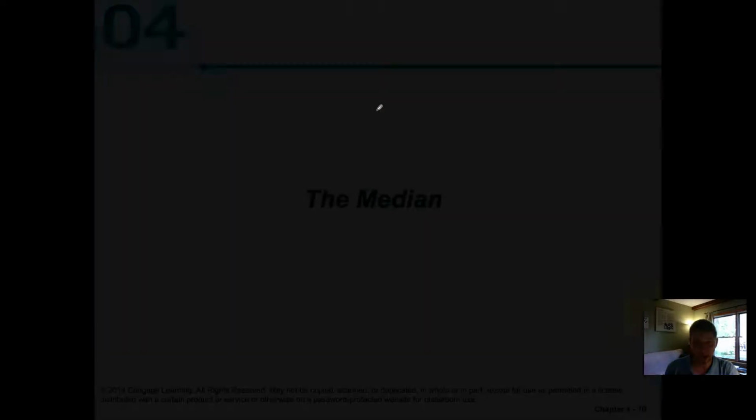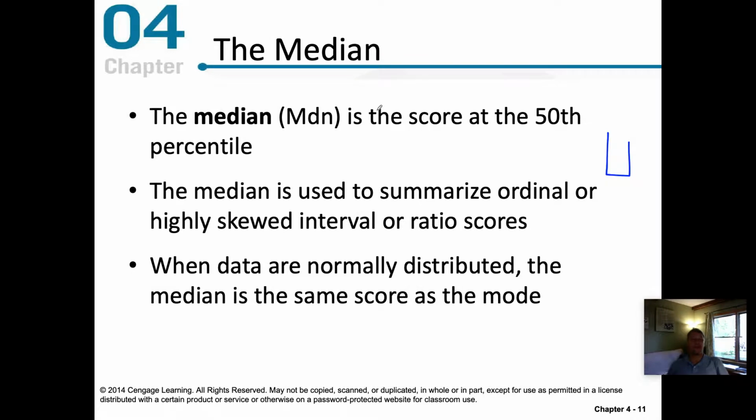So by definition, the median is simply the score at the 50th percentile. The score right in the middle, right? 100th percentile is at the high end, 0 percentile is at the bottom end, and the 50th percentile, of course, is in the middle.